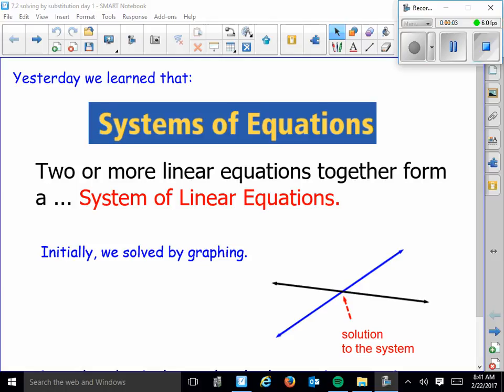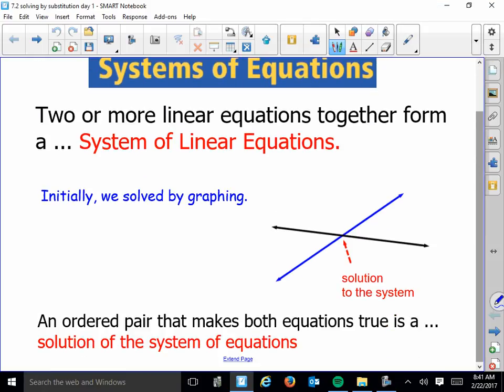Okay, today we are going to talk about our second way to solve a system. Yesterday, we learned how to solve a system using graphing. Today, we are going to look at the second way, which is solving a system by substitution. So remember yesterday, when we found our solution, we recognized that a solution was an ordered pair that makes both equations true. Okay, that is a solution to a system of equations.